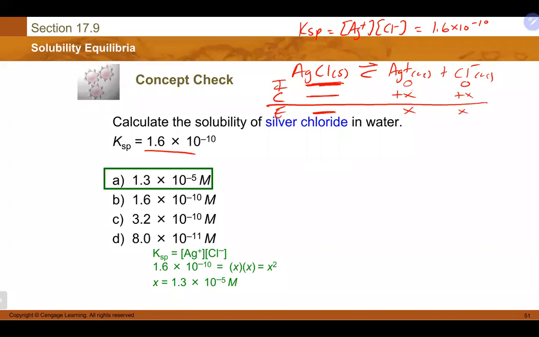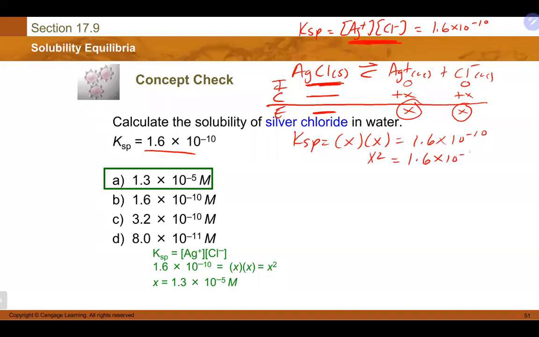Just like before, we take our equilibrium values and put them into our expression. If we do that, the KSP will equal X times X, which is 1.6 times 10 to the minus 10. That is X squared equals 1.6 times 10 to the minus 10. Taking the square root of both sides gives us X equal to 1.3 times 10 to the minus 5 in this case.